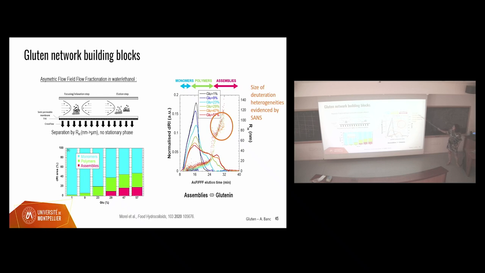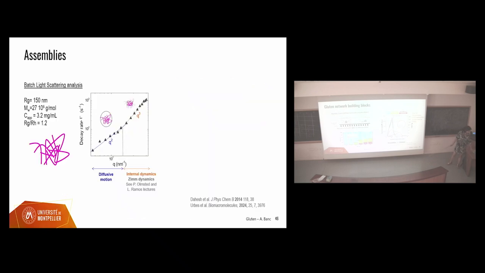So the question was, what are these objects, these assemblies? Are they important as building blocks of our gels? A way to characterize these objects is using light scattering techniques, static light scattering and dynamic light scattering. By static light scattering, you get the radius of gyration and the molecular weight. You can define the internal concentration of the objects, and the Rg over Rh ratio, which gives us a value that is typical of cross-linked polymers.